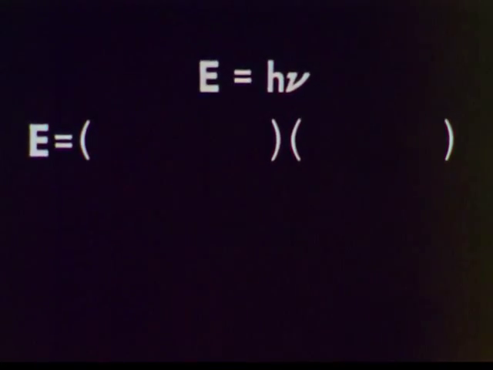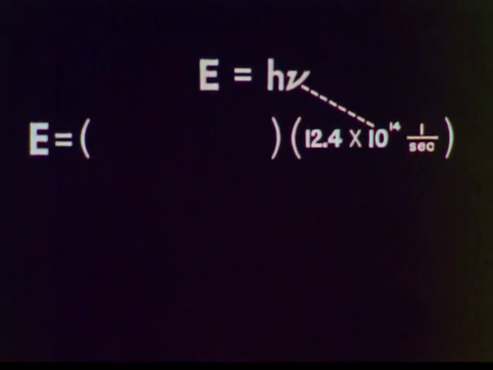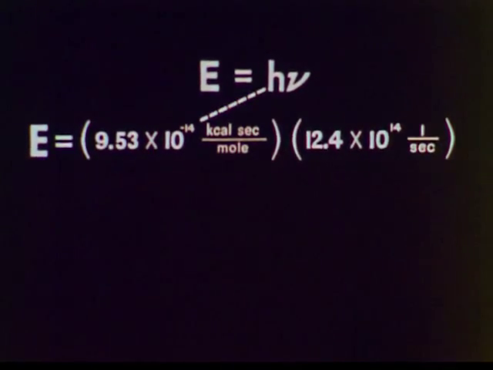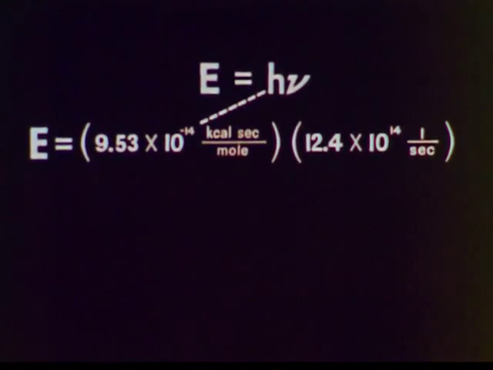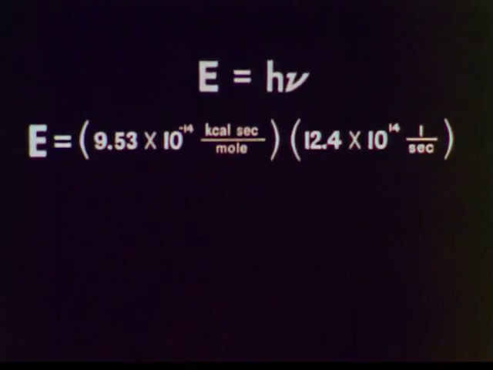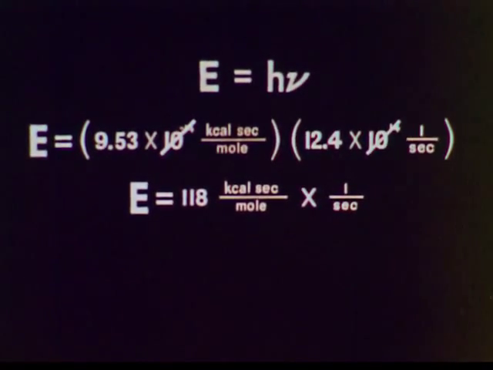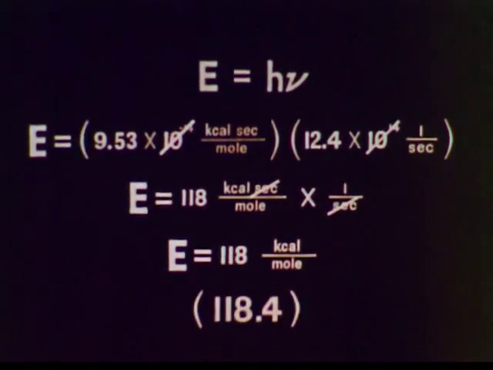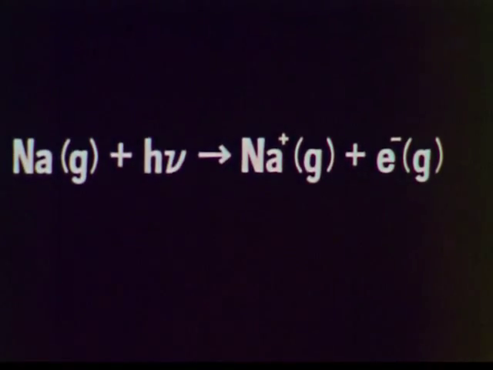We have determined that nu equals 12.4 times 10 to the 14th cycles per second in this equation. Now, multiplying by the conversion factor, h, 9.53 times 10 to the minus 14 kilocalorie second per mole, we find the ionization energy of sodium is 118 kilocalories per mole. Considering the simple apparatus which we have used, this value compares well with the accepted value of 118.4 kilocalories per mole.